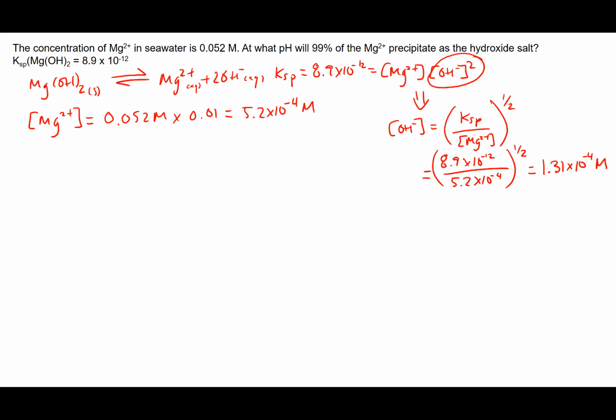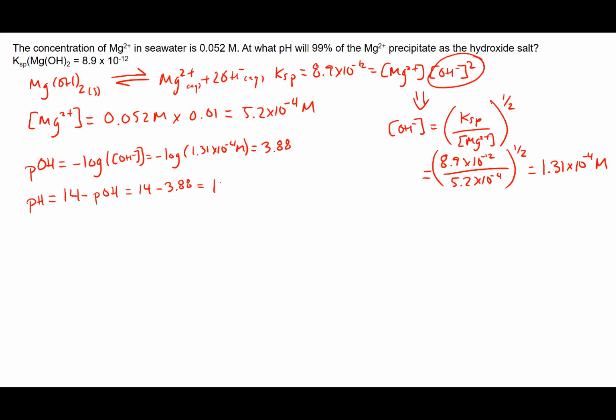We can easily figure out what the pH is. The easiest way, in my opinion, is first to calculate the pOH. The pOH is equal to the negative log of the concentration of hydroxide ion. If we plug in what we have, the negative log of 1.31 times 10 to the negative 4 molarity is 3.88. So that's the pOH. And so the pH is just simply 14 minus the pOH. If we have 14 minus 3.88, what we get is that the pH is going to be 10.12.